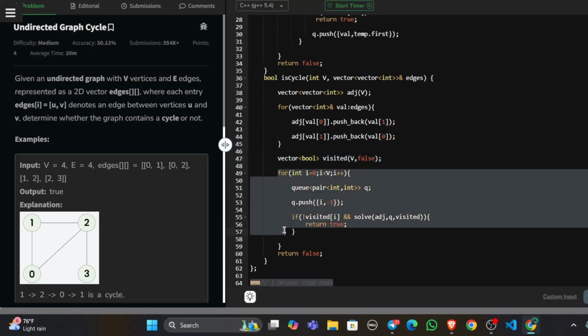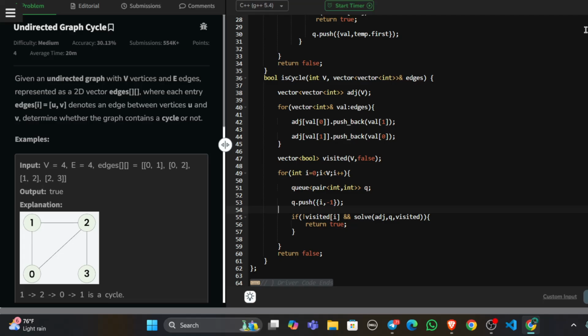I'm running the loop. Why are we running it? Because in this question we have to join two different graphs which are not connected. That's what we do in each loop, and we discuss this example also. Hope you understand that.